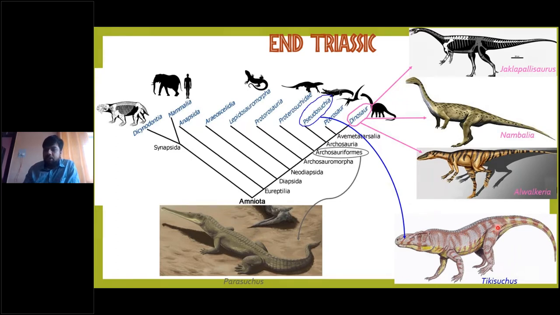So this Tikisuchus was more closely related to crocodiles, but it did not live in swamps or rivers like modern crocodiles. Rather, they were terrestrial, crocodile-like animals. And this animal, which looks more like a modern crocodile or gharial, did not actually belong to the crocodile family. It just looked like that. It is not even a proper archosaur. It was an archosauriform, a sister clade of Archosauria. So these early dinosaurs were sharing their habitat with some terrestrial crocodiles like Tikisuchus and some archosauriforms like Parasuchus that were phytosaurs.